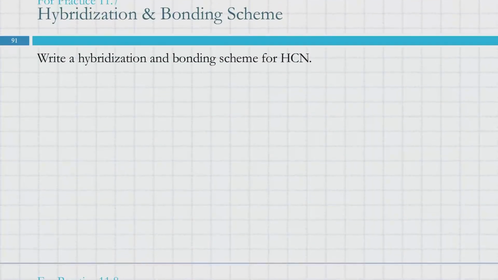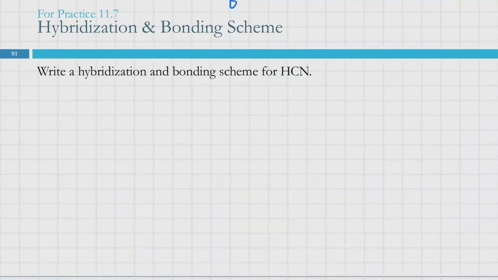All right, let's look at a hybridization and bonding scheme for HCN. We would also need to do a Lewis structure for this. To save us some time, I'm going to shortcut us to the Lewis structure. So our Lewis structure is going to look like this. This is HCN. Triple bond between the carbon and the nitrogen. Everyone's got happy octets.